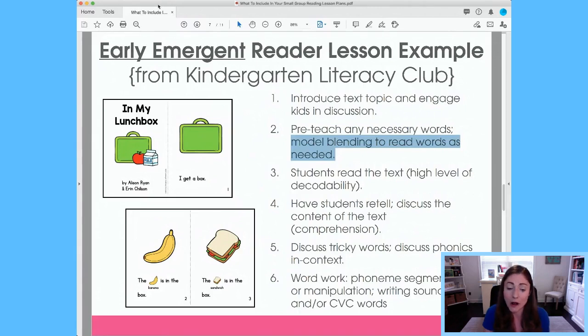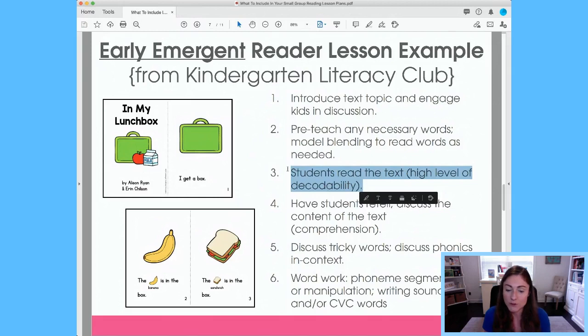Now, you don't want to take away all of the work of the book, right? You want them to have to do some blending and reading, blending to read. However, you can provide support so that the text becomes manageable for them. So the kids are going to read the text. Again, I said a high level of decodability.